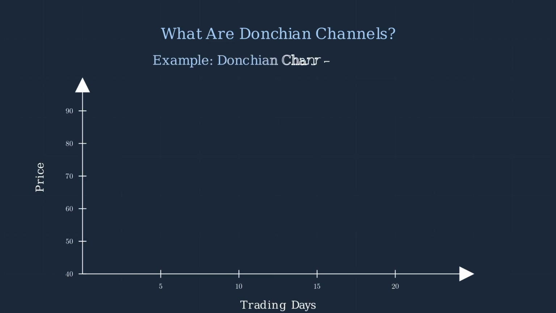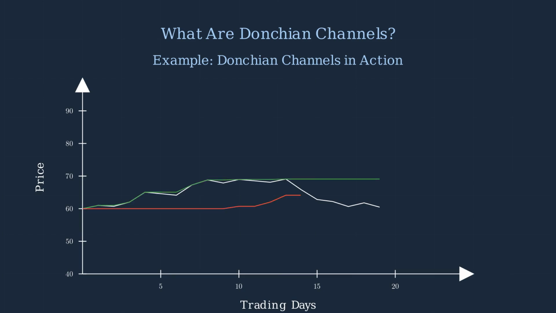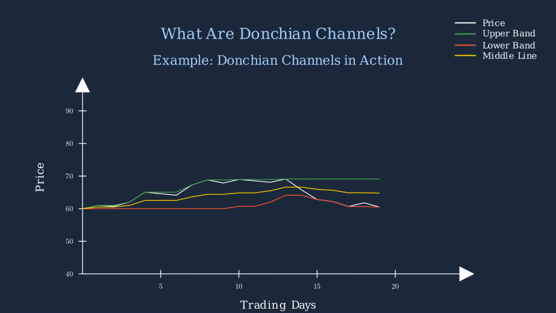Let's see how Donchian channels appear on a price chart. Here we have a price chart showing 20 days of trading activity. The upper band tracks the highest price over our look-back period. The lower band tracks the lowest price over the same period. And the middle line is simply the average of these two bands. Together, these three lines form the Donchian channel.